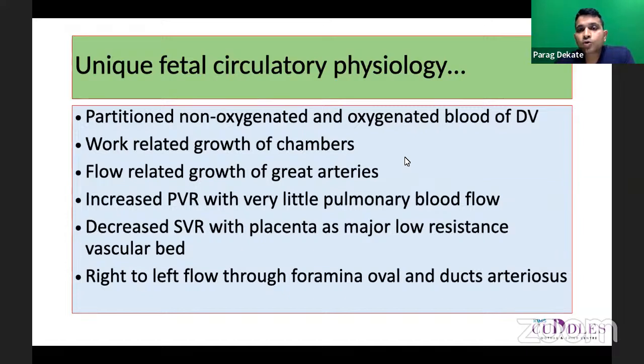Work-related growth of chambers. Chambers, in the sense, RA, LA, RV, LV: accordingly to how much work they do, there will be growth of these. If you have a continuation of this fetal transition, there will be no growth of the RV and LV. So you definitely need some amount of work to improve their growth.